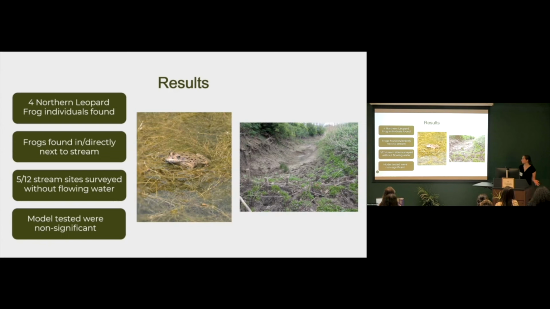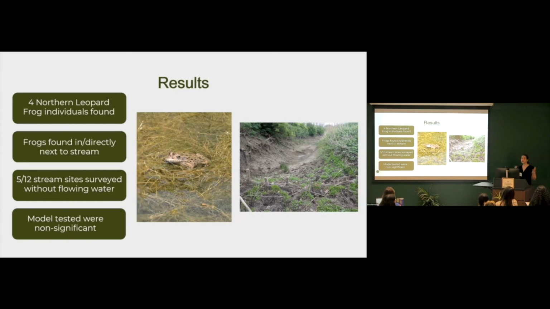Additionally, 5 out of the 12 stream sites that I surveyed did not have flowing water. These streams were ephemeral, and these frogs rely on streams with water. And unfortunately, all the beaver dam analog sites happened to be dry, meaning that I had to exclude them from my statistical analysis. And then, I tested over 30 different models, looking at associations.